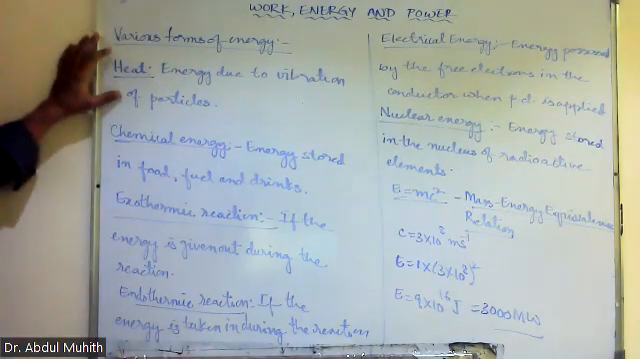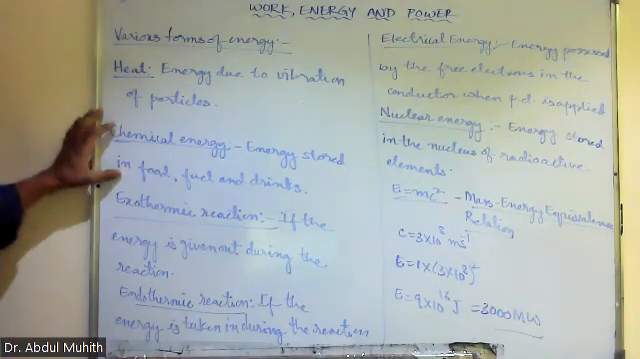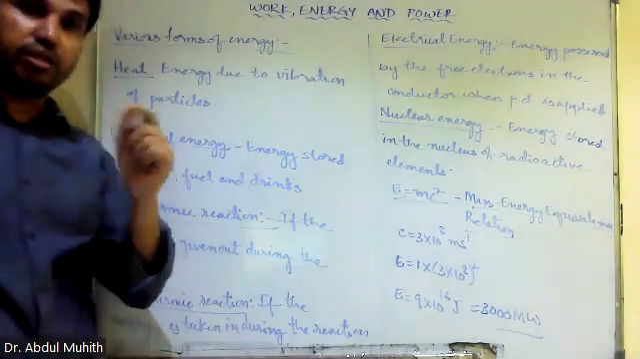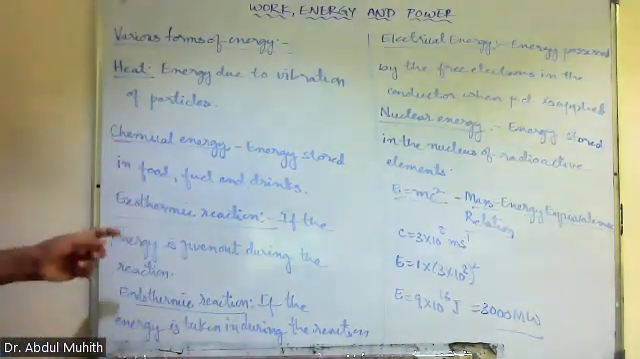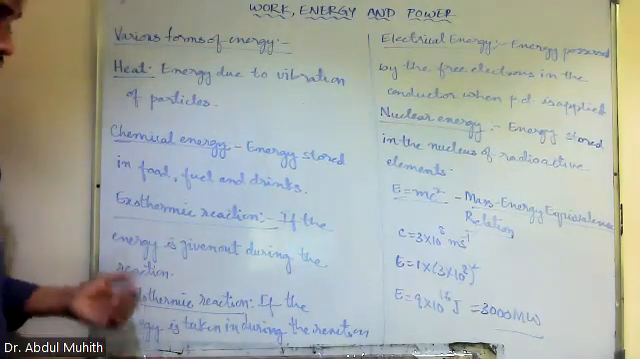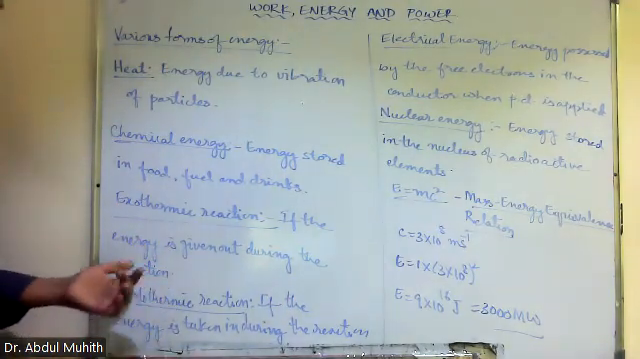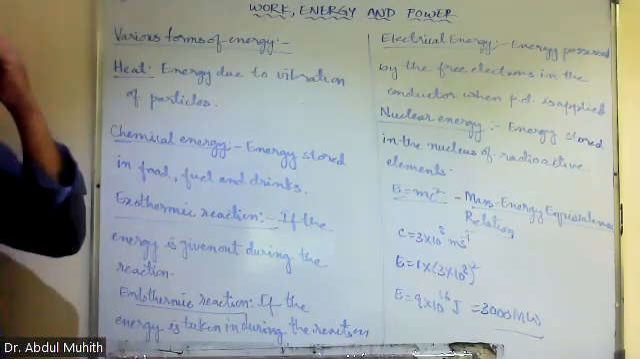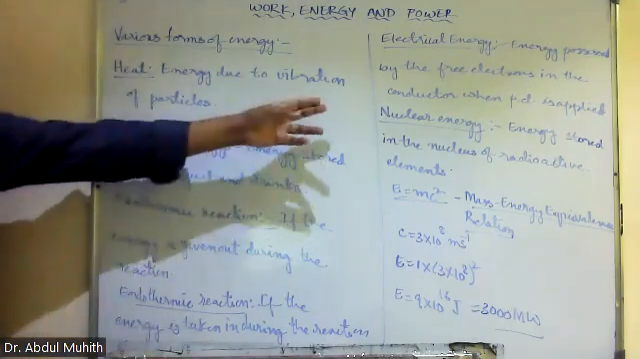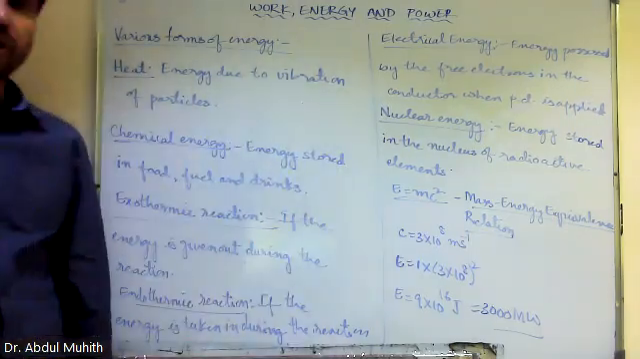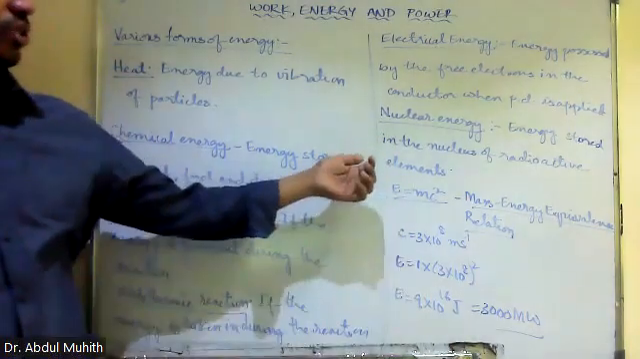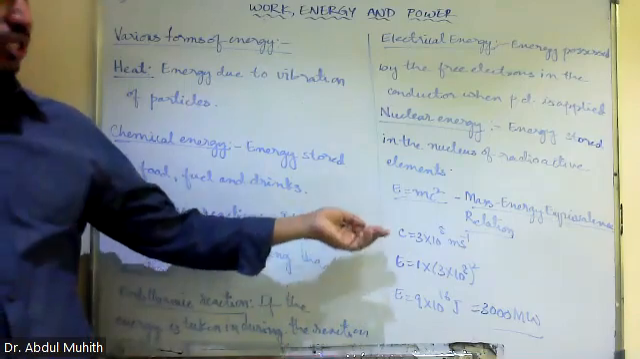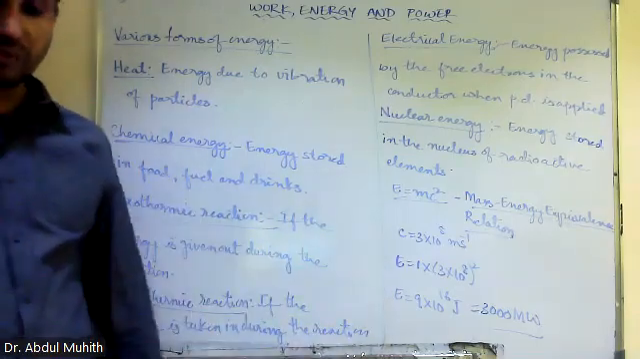The first one, heat energy, is energy possessed due to the vibrating particles. Chemical energy is stored in food, fuel, and drink. Even if you buy a drink, it is written 300 kilocalories of energy like that. In that again we have endothermic and exothermic. Exothermic is when the energy is given out during the reaction, and endothermic is when the energy is taken in during the reaction. Electrical energy is energy possessed by the free electrons in the conductor when potential difference is applied across it. Nuclear energy is energy stored in the nucleus of a radioactive element. And next is mass energy equivalence relation, E is equal to mc square. This is given by Albert Einstein.